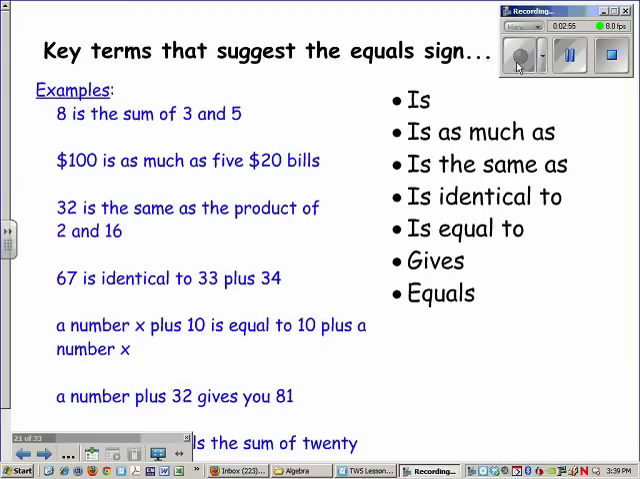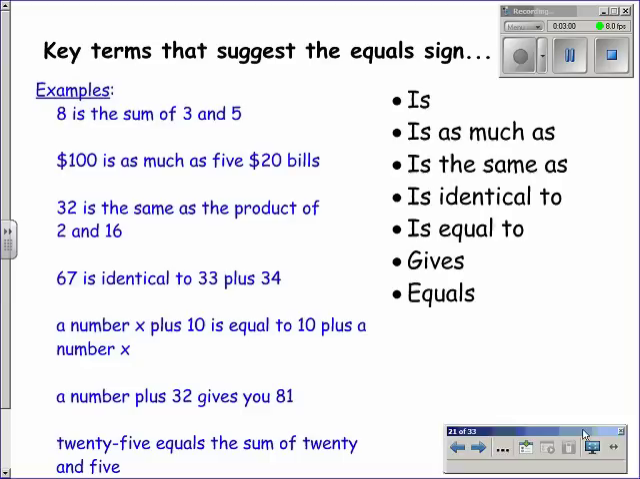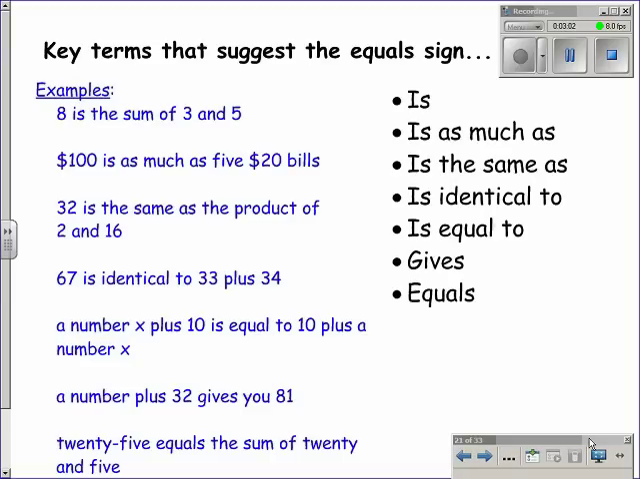Okay, one more little bit of information that you will need to know. When you are looking at word expressions, or in this case word equations, there are key terms that suggest there's an equal sign. You want to make sure you recognize these terms because this is what will tell you if you were writing an expression or an equation. So for example, we have 8 is the sum of 8 and 3. The words "is the sum" suggest that it is an equal sign.